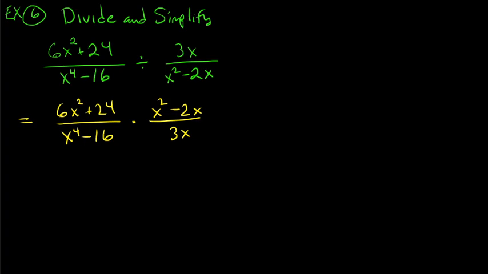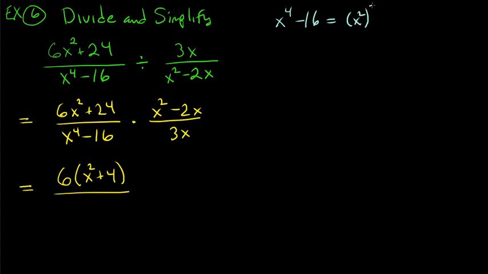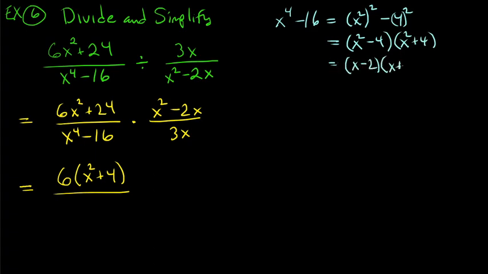Okay, so now you factor. The first numerator, you can just pull out a 6. Factor out a 6 and you're left with x squared plus 4. The denominator, x to the 4th minus 16. This is one we've seen before, not that long ago. This is the difference of two squares. It's x squared squared minus 4 squared, so it's a squared minus b squared. So x squared minus 4 times x squared plus 4. However, x squared minus 4 is also the difference of squares. It's x minus 2 times x plus 2. So you've got to keep going until you factor completely.